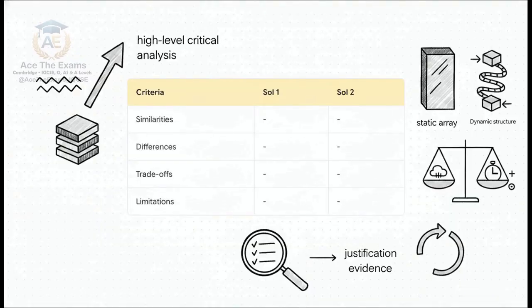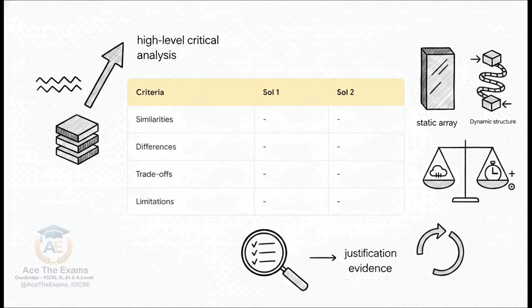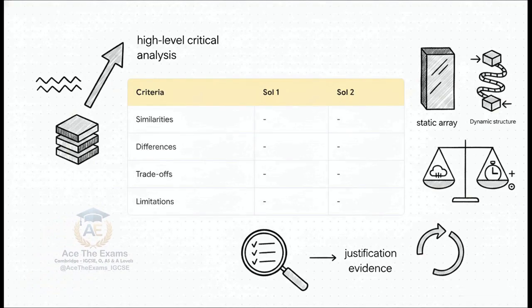When you get to the high-level critical analysis questions, you can't just say solution A is good and solution B is bad. That's not going to cut it. You have to systematically evaluate multiple solutions side by side. What are the specific similarities and differences? What are the exact trade-offs when it comes to memory overhead or processing speed? For example, what are the limitations of using a fixed-size static array versus a dynamic structure? Analyze the trade-offs, acknowledge the limitations, and back up your decisions with hard evidence. That is how you secure the maximum points.